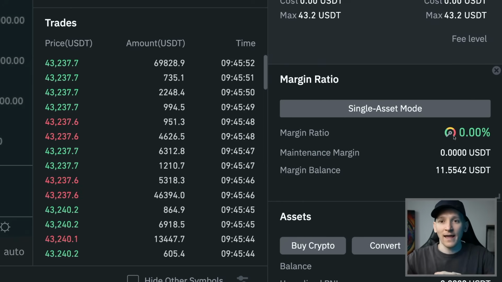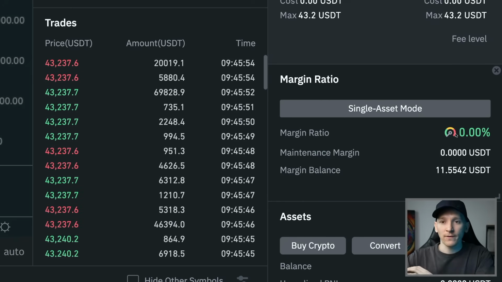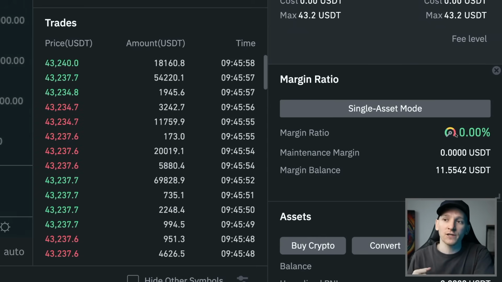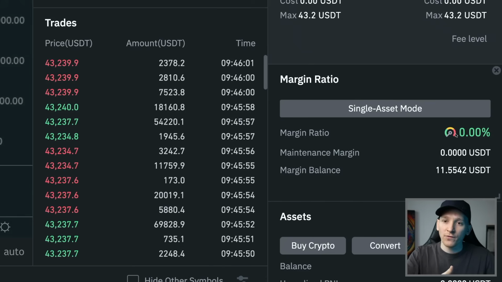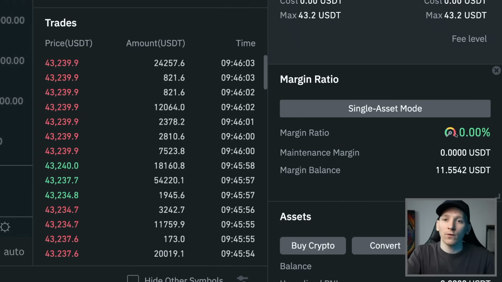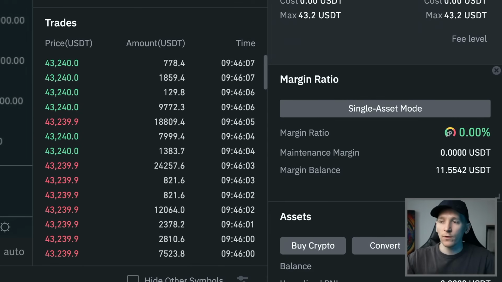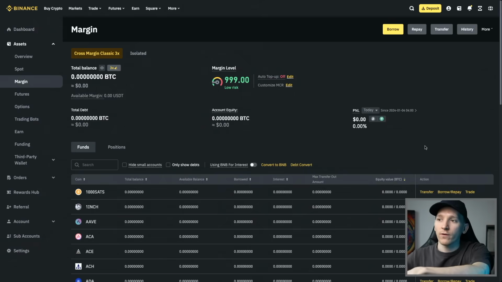When it starts to get down very close, this will become red and they'll start shutting down your ability to take further risk in positions unless you get out of the trades or you put more equity into the account, as in you just fund it with more dollars. So this margin ratio is important to have a look at. I'll go through this quickly right here.